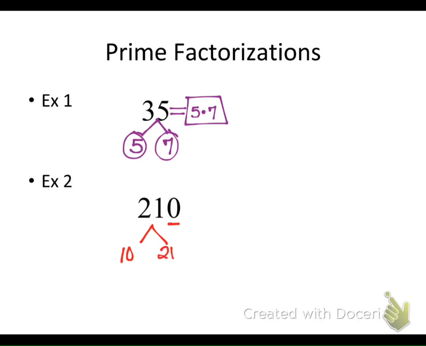Devontae, you could definitely use 2 as a factor of 210. If you take 210 divided by 2, what do you end up with? So you'd have to use 2 and 105 as your two factors, which is completely acceptable. Remember, you can use different factors than what I use. You just have to end up with the same prime numbers.